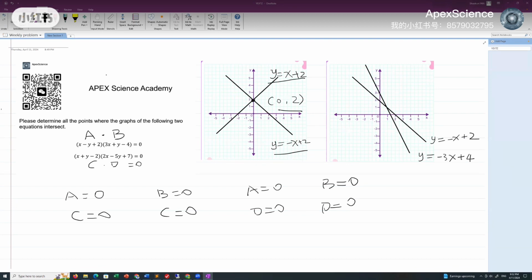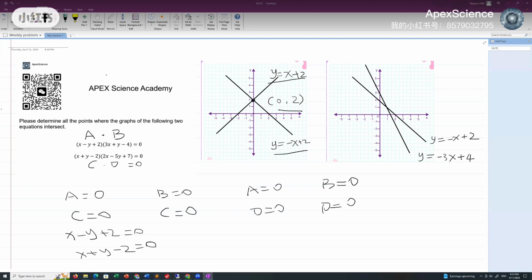We will just try to plug in the original formulas for A, B, C, and D. For example, here for A, x minus y plus 2 equals 0. For C, x plus y minus 2 equals 0. So how do we find the lines that will intersect? Let's try to draw these two lines on this two-dimensional coordinate plane. How do we draw them? In order to draw them, we need to find the slope and the intercept of x or intercept of y. Okay, so how do we do that?